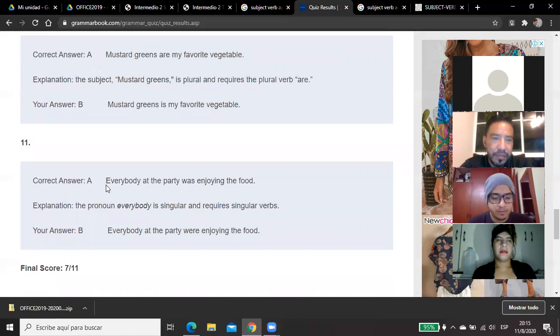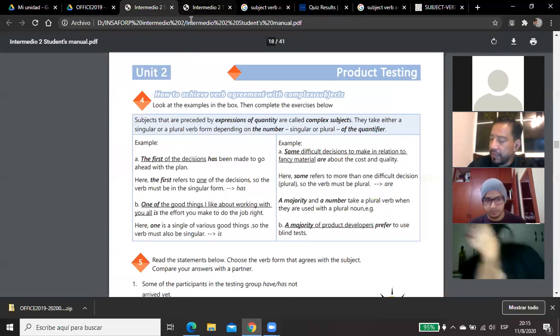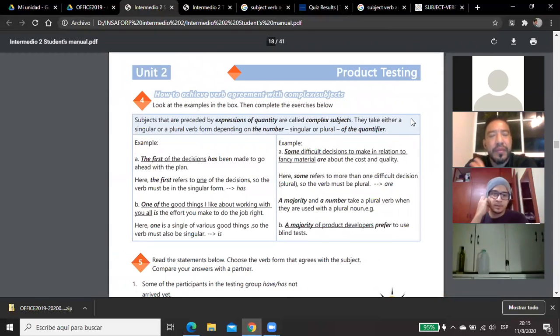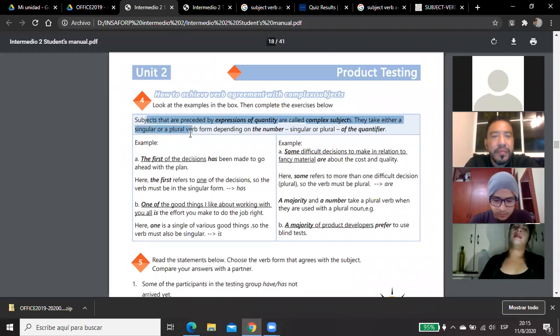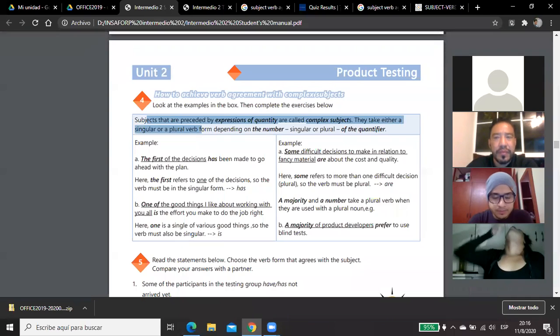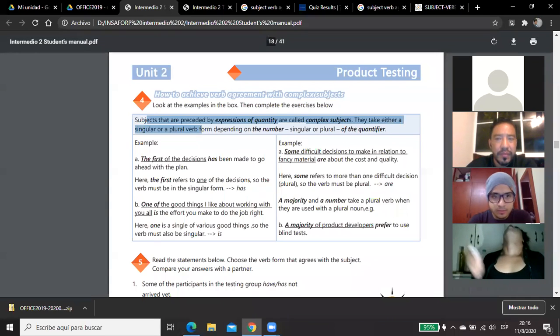All right, then, for example, everybody at the party was enjoying the food. The pronoun everybody is singular. All right, so everybody is a singular pronoun, so we use is. All right, now let's check very quickly on some rules for subject verb agreement. Let's look at some examples and you guys help me reading this. So let's ask first, let me see, who do we ask first?